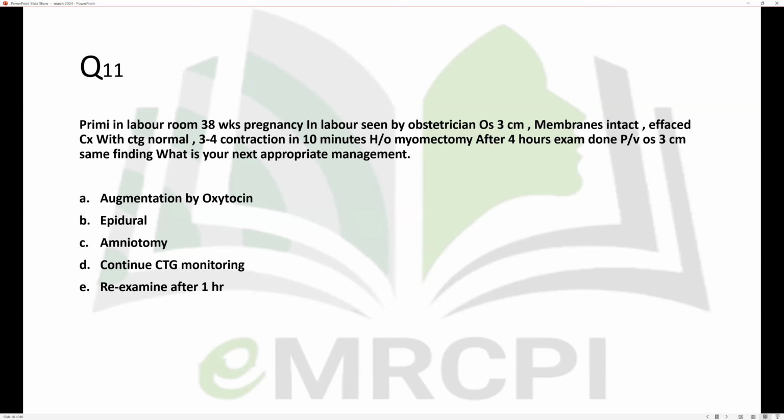Look, my friends, what is active labor? What is latent phase labor? We have in labor stage 1, stage 2, and stage 3. The first stage of labor is divided into latent and active. Active starts in the NICE guideline from 4 cm with regular contractions, and in the WHO labor care guide, by the way, it starts from 5 cm.